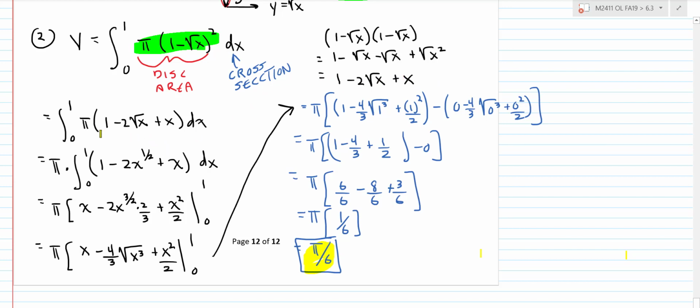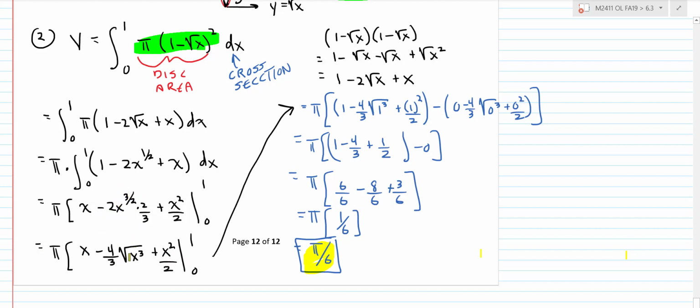Got to be careful about issues like that. So it gives pi times this. I pull the pi out. I rewrite this as 1 minus 2x to the 1/2 plus x. Then I integrate. The integral of 1 is x. The integral by power rule of 2x to the 1/2 is 2x to the 3/2 divided by 3/2, so multiply by 2/3. And then the integral of x is x squared over 2. So this is your antiderivative right here, x minus 4/3.